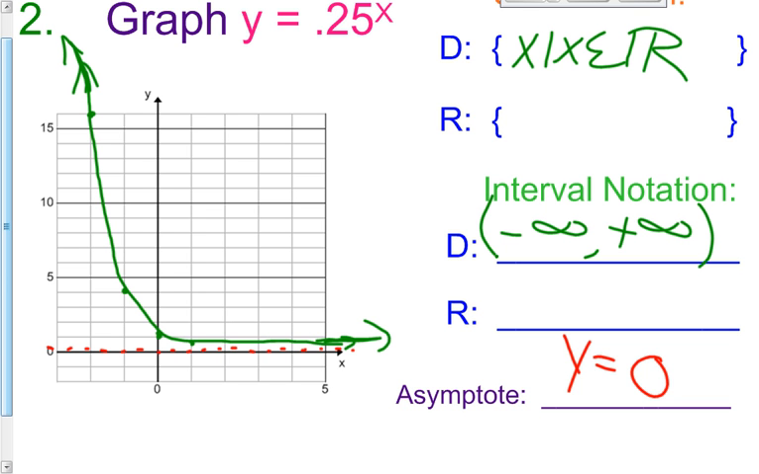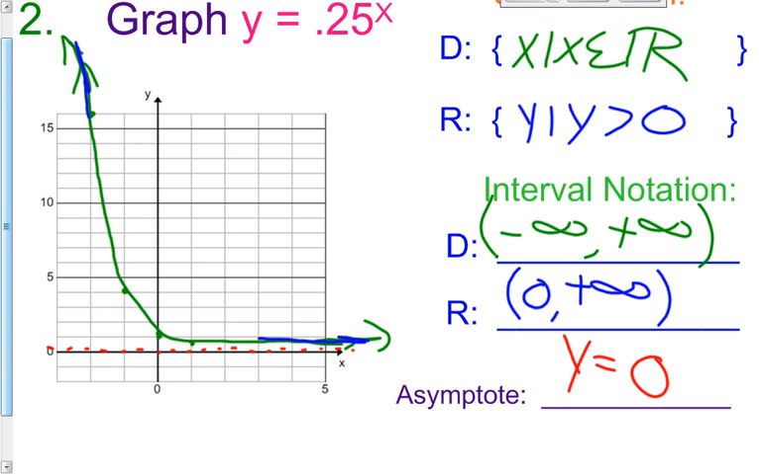My range, also very similar to the last one, it's never going to go negative. It's always going to stay above the x-axis. So that means it's going to start at 0, or actually just above it. It's never going to hit 0, so I'm going to have a parenthesis there. And then how high does this green line go? It goes infinitely up. So it goes all the way to +infinity. Which means that my range would be y such that y is greater than 0. Not greater than or equal to, just greater than. Okay, so hopefully those graphing problems aren't too difficult.